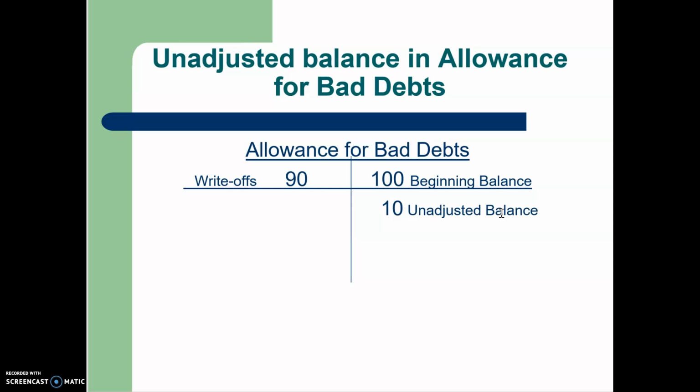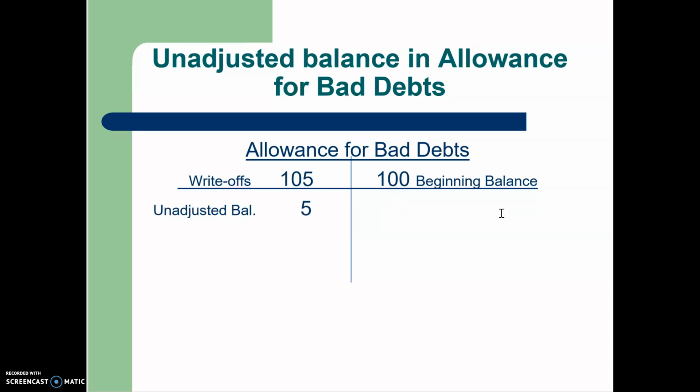But we could also end up with an unadjusted balance that's a debit. So in this example, we started with 100 beginning balance, but then we actually wrote off more than we expected. We wrote off 105. So that's why we ended up with a 5 debit balance. So the unadjusted balance at the end of the period can be either debit or credit. We know allowance for bad debts should have a credit balance. So after we make our adjusting entry, the balance for allowance for bad debts will end up on the credit side.